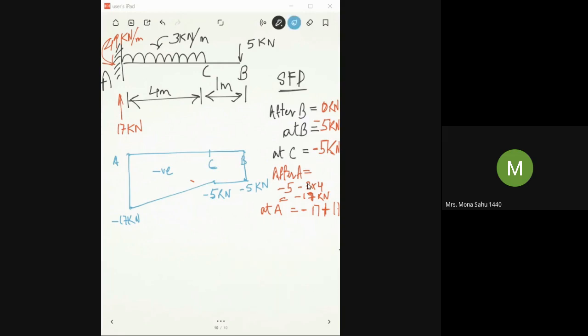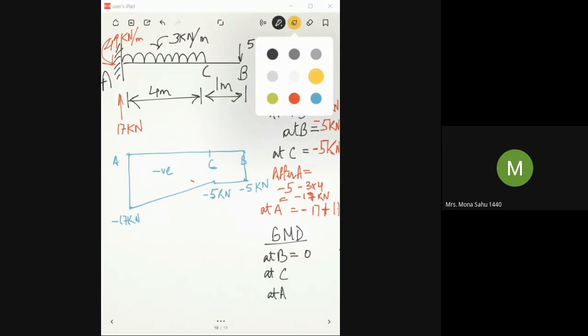So now coming to BMD. If I want to plot BMD, you just have to plot at B, bending moment at C, and bending moment at A. The bending moment at B is going to be 0 because we are considering only this part of the diagram. There is no force, so it's going to be 0.